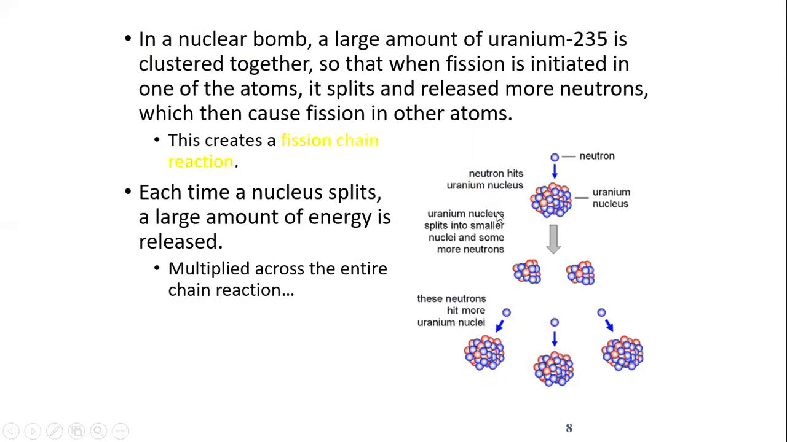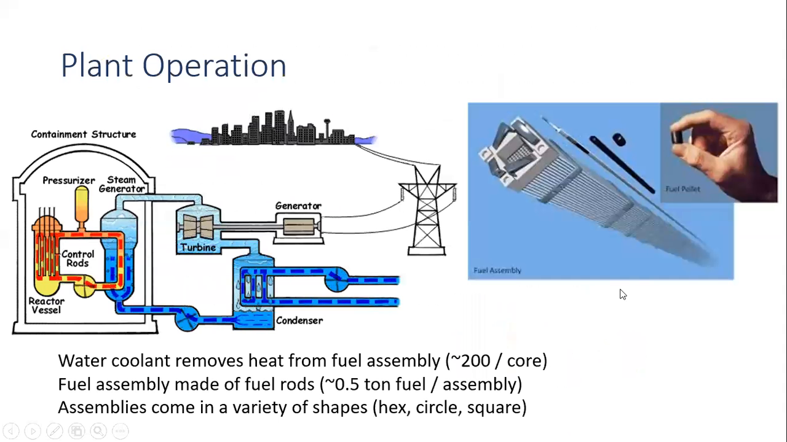The uranium nucleus splits into smaller nuclei and some more neutrons. These neutrons hit more uranium nuclei, and therefore are multiplied across the entire chain reaction.